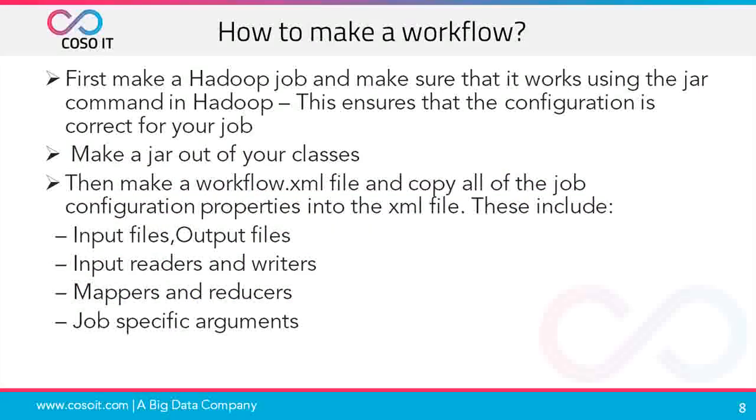Let us now see how to make a workflow in OOZIE. First, make a Hadoop job and make sure that it works using the jar command in Hadoop. This ensures that the configuration is correct for your job. Then you can make a jar out of your classes. Then we need to define a workflow.xml file and copy all of the job configuration properties into the XML file. This should have the input files, output files, the input readers and writers, mappers and reducers, and the job-specific arguments. We'll see a sample workflow.xml file later in our slides.